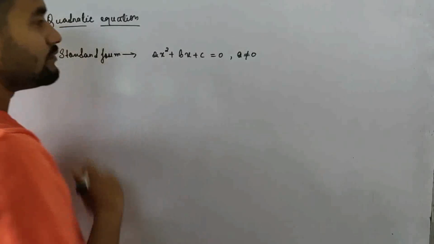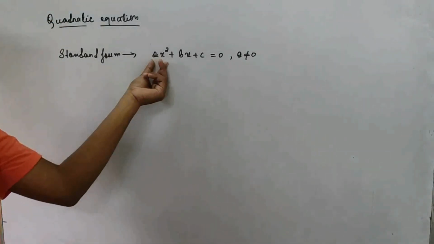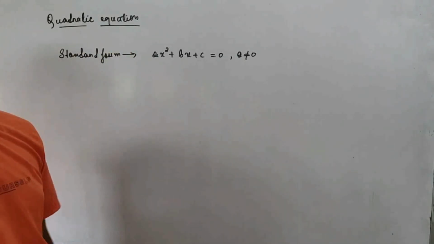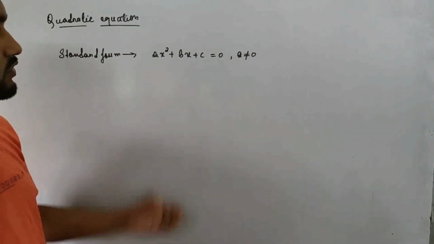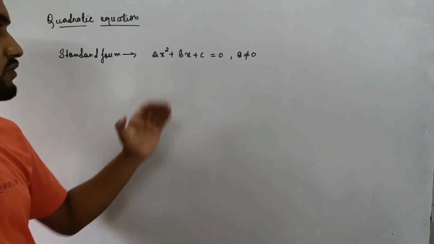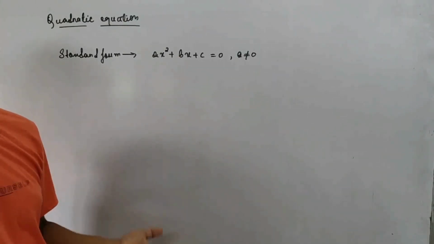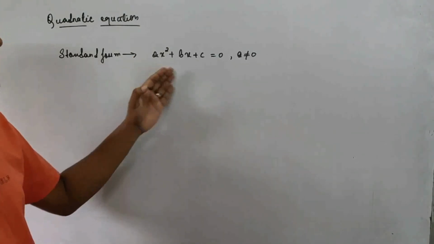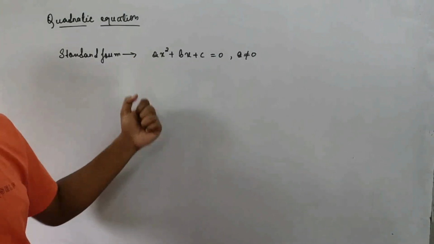Why? Because if a is 0, then it will be no longer of degree 2, and if it is not of degree 2, then it is not quadratic. Understood? So a cannot be 0. So this is the quadratic equation. b can be 0 also, b may not be 0 also, constant c may be there or may not be there. But your a should not be 0. If a is 0, then this will be a linear equation, not a quadratic equation.